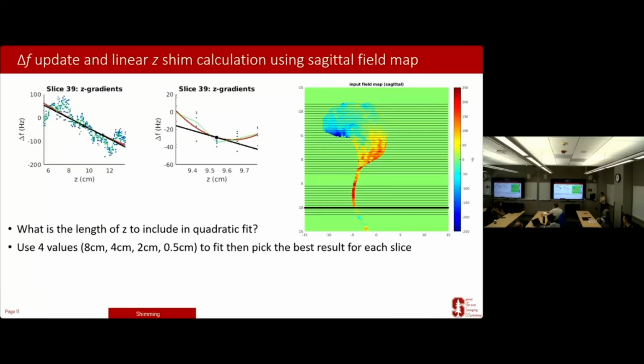This is an example of using different window lengths in the Z dimension for quadratic fitting. If you use a length of 8 centimeters, these are the values you will include in your quadratic fit for this slice right here, the black one. The resulting slope is very different if you were to use, say, a 4 centimeter window or a half centimeter window as I show here.